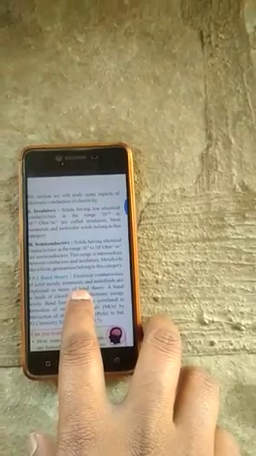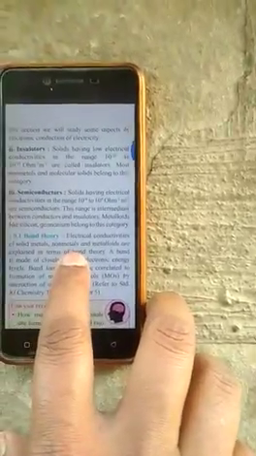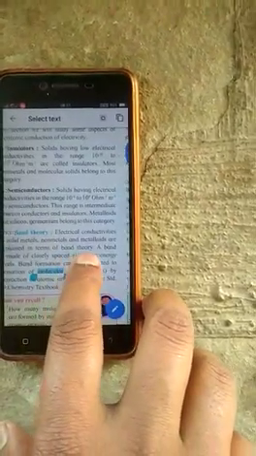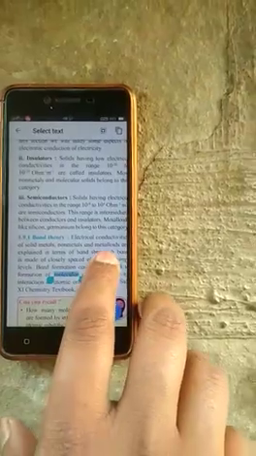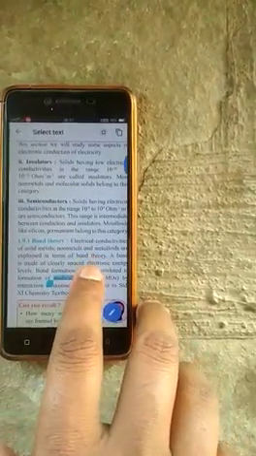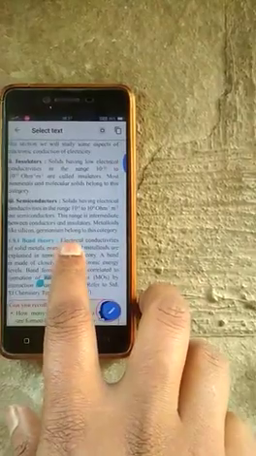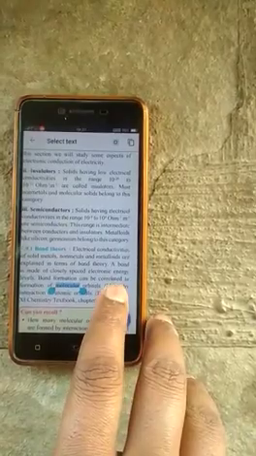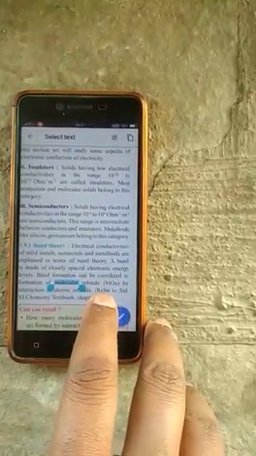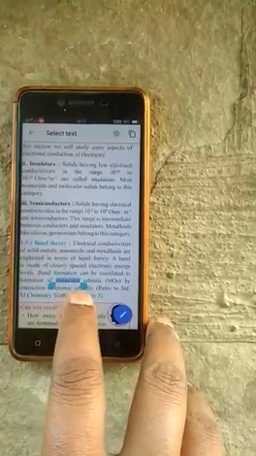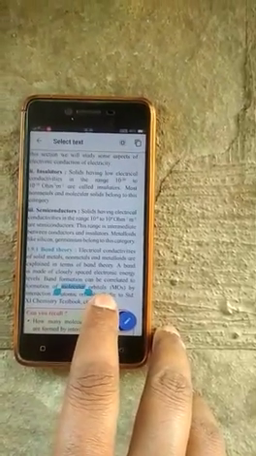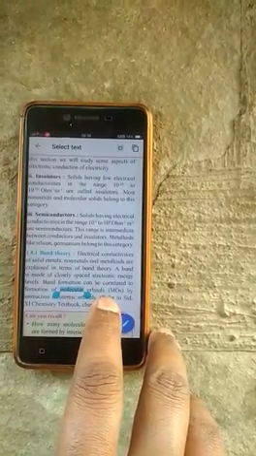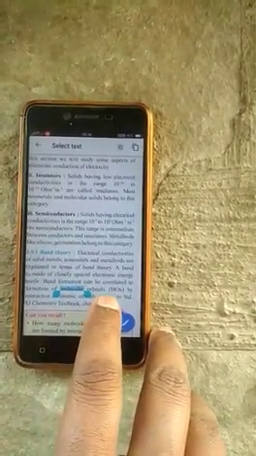Band theory: electrical conductivities of solids, non-metals and metalloids are explained in terms of band theory. A band is made of closely spaced electronic energy levels. Band formation can be correlated to formation of molecular orbitals, MOs, by interaction of atomic orbitals. In 11th standard we discussed molecular orbital theory. Band formation can be correlated to formation of molecular orbitals.